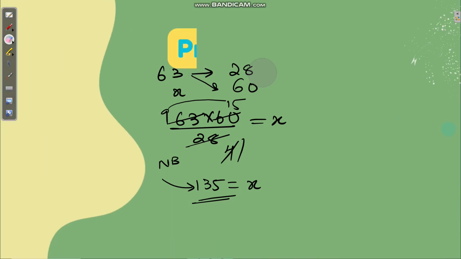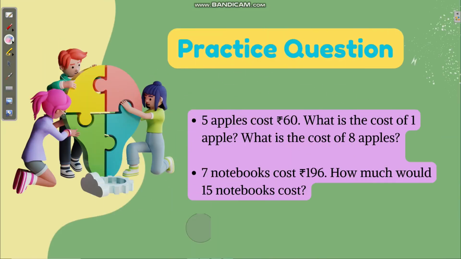Moving on to the next question, and this is a question for you all. If five apples cost rupees 60, what is the cost of one apple? So you need to find for one apple. Then you need to find the cost of 8 apples. Very simple. Find the cost of one apple, just multiply with 8, you get your answer.